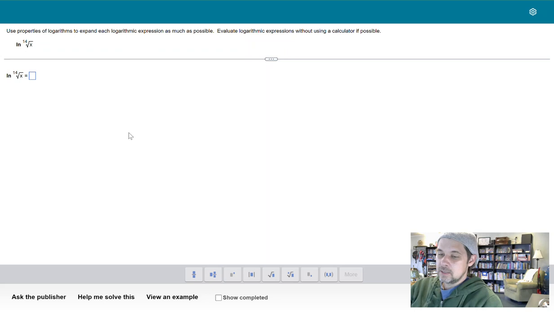It wouldn't hurt. So it says use the properties of logarithms to expand the logarithmic expression as much as possible, and so on. So it says natural log of the 14th root of x.